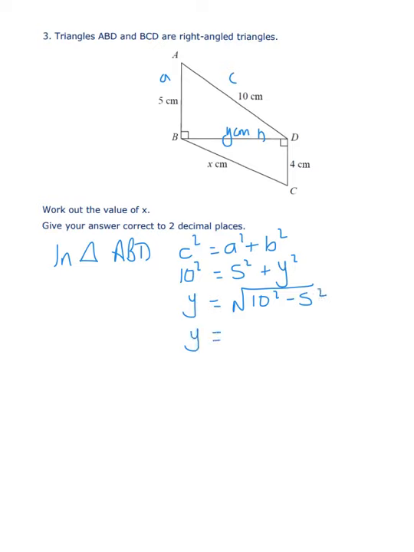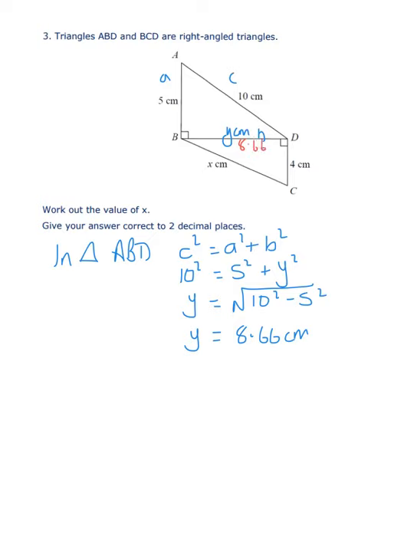So y will equal the square root of 75, which is 8.66. So I've now worked out that side there. So here, this side is 8.66.